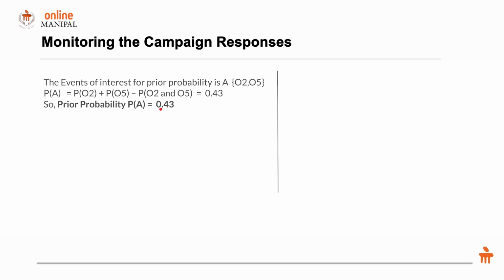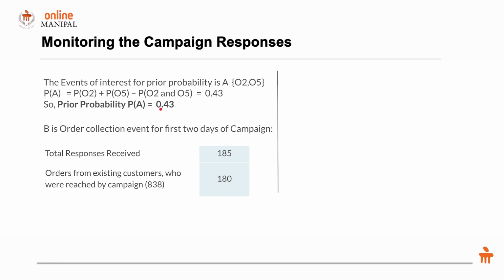Now let us look at the data that was collected on day 2. If we say that the number of orders is the event B, the total responses that we had received was 185, and the orders that came from the existing customers was 180. Remember, this campaign was sent only to our existing customers, the 838 customers. So out of those 838 customers, 180 people came back with an order request. Above and beyond, there were 5 more customers who were not sent the campaign, but they also came back, which is our first row, 185 customers, and the customers from our outreach base is 180 customers.